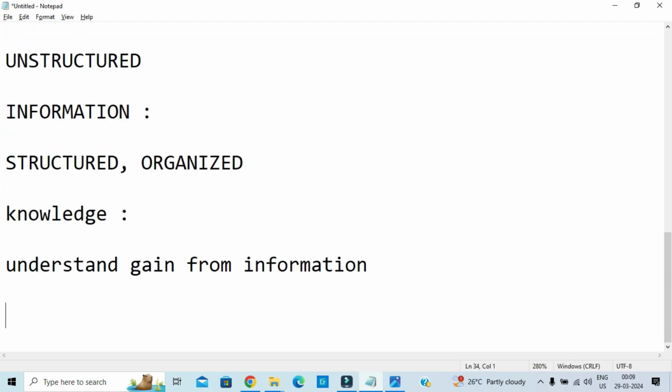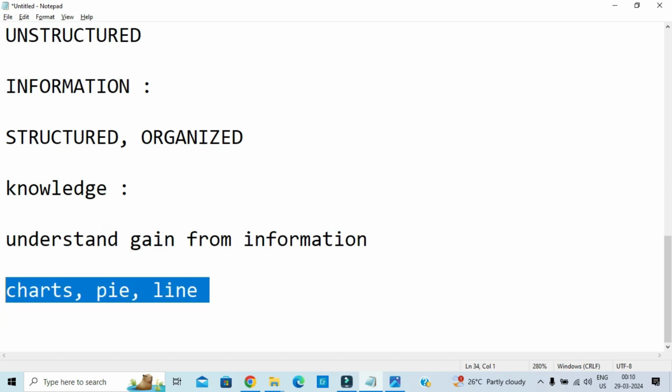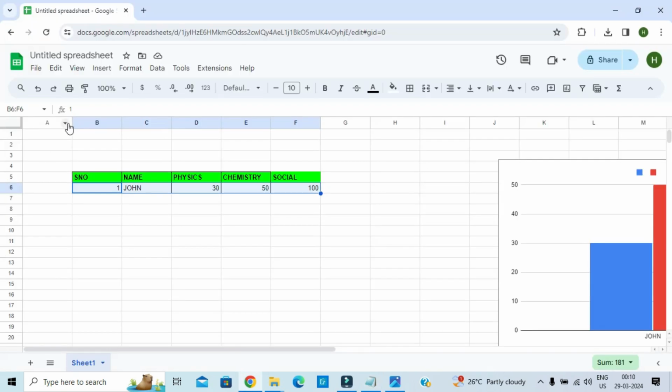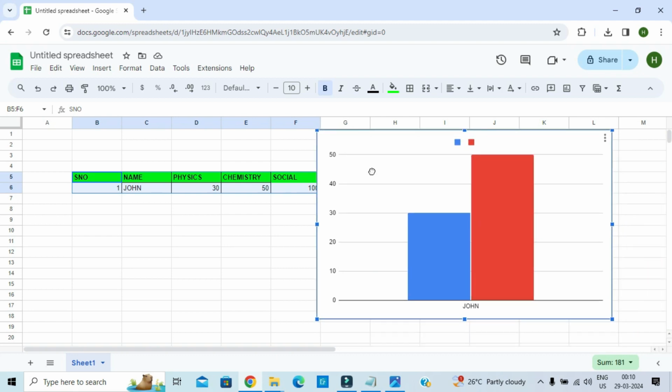So how do we understand? We understand using charts, pie charts, graph charts, line charts. There are so many things. This way we interpret this information so that anyone can understand and gain knowledge. I am going to interpret this information in the form of charts. John is a person who has got 30 marks in physics, 50 in chemistry, and in social too.